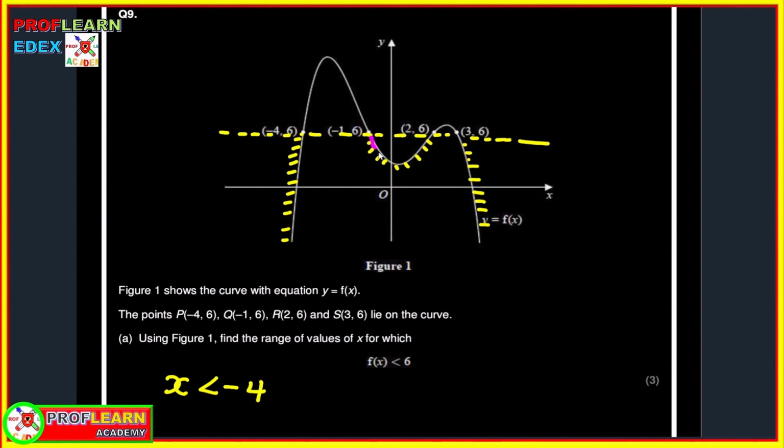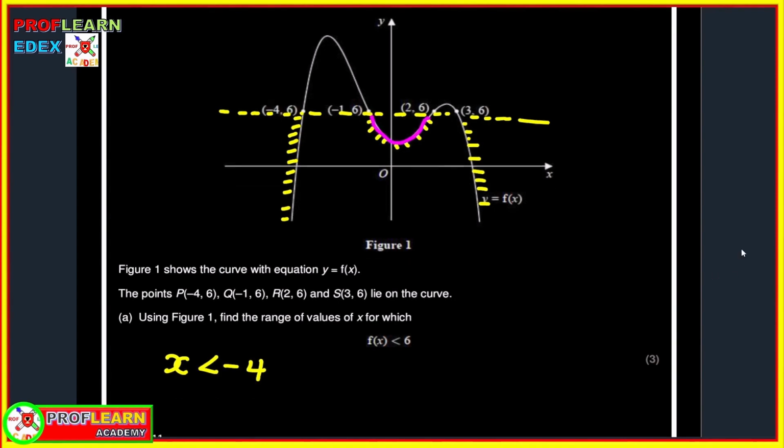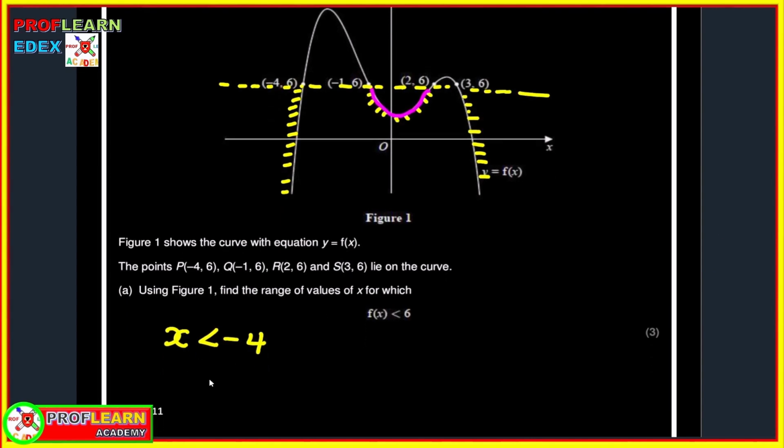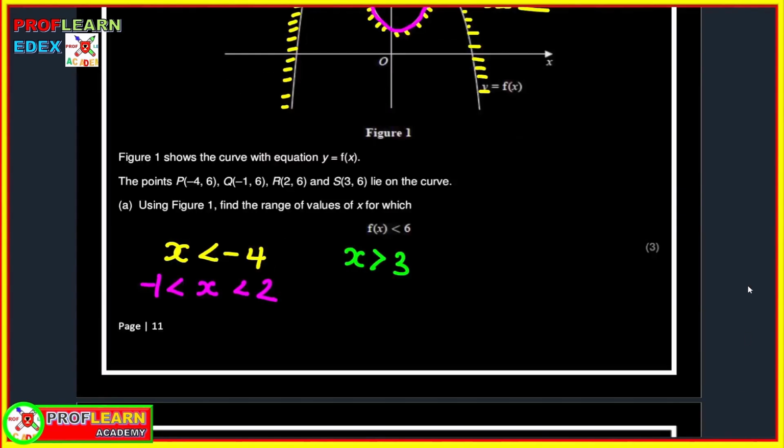This other region here is defined by the values x is greater than negative 1 but less than 2. And this other region has values that satisfy that, that is x is greater than 3. Those are the only values which satisfy that.